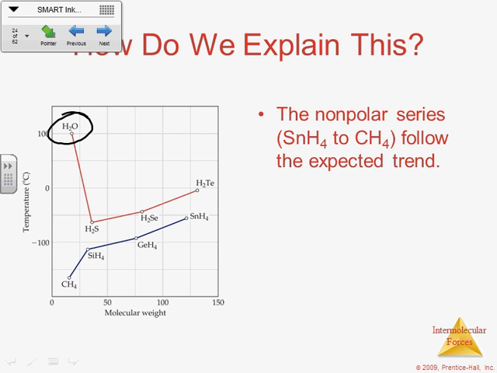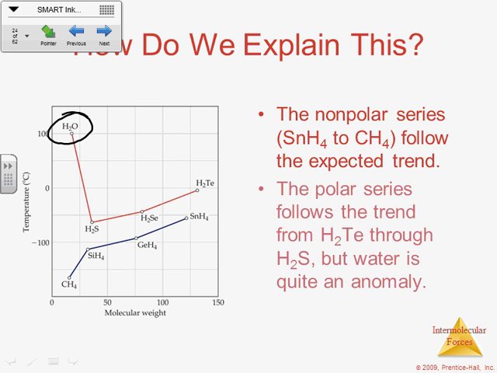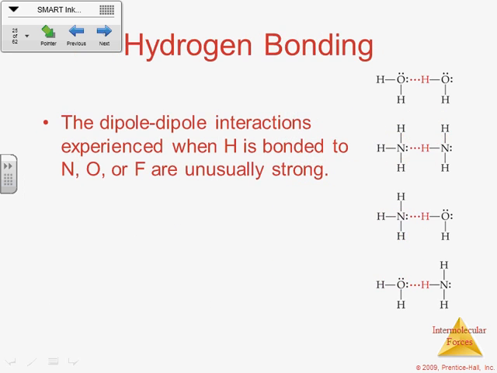Okay? Does anybody know where this is going? Hydrogen bonding, okay? So what happens with water here, when hydrogen is bonded to nitrogen, oxygen, or fluorine, these are unusually strong attractions, okay? And the reason for that is because of the high electronegativity of oxygen, nitrogen, and fluorine. They don't have the fluorine here, but if you've got something like HF, right?